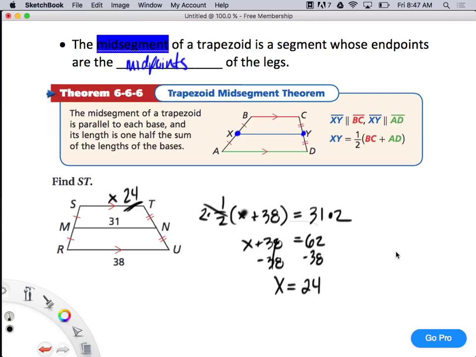Okay. What do you notice about these numbers, 24, 31, 38? They're getting bigger. Yep. By how much? By 7 each time, right? So look, this is the mathematical way to do it, understand? But the simple way to check is, if I've got one of the bases and the mid segment, well, 38 goes down to 31 by 7. So this one's got to go down by 7 as well. Does that make sense? So it's 38, 31. Oh, it's got to be 24. See? Just subtract 7 each time.